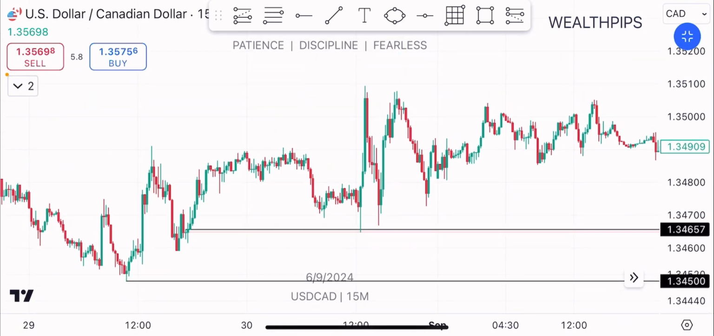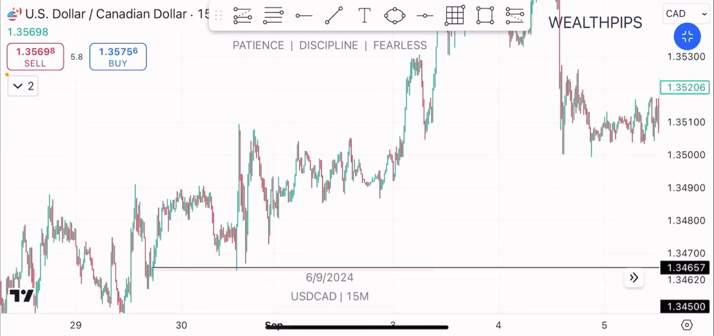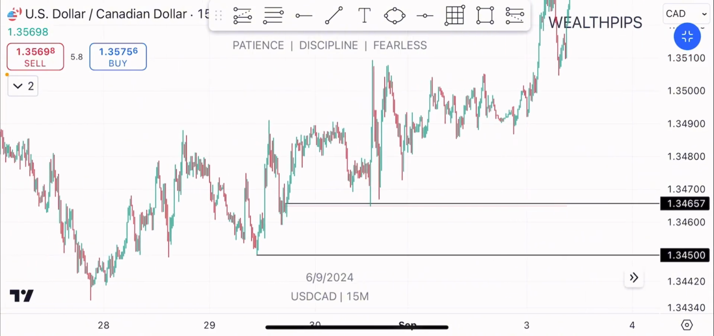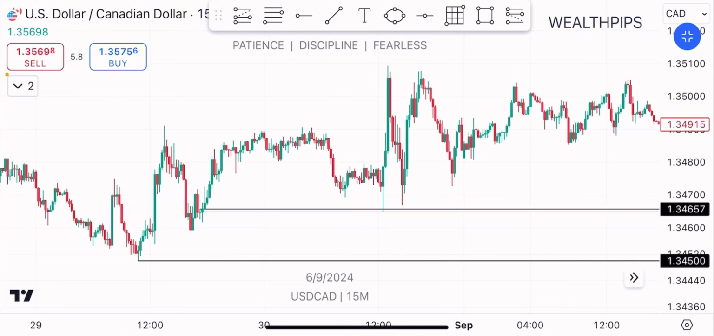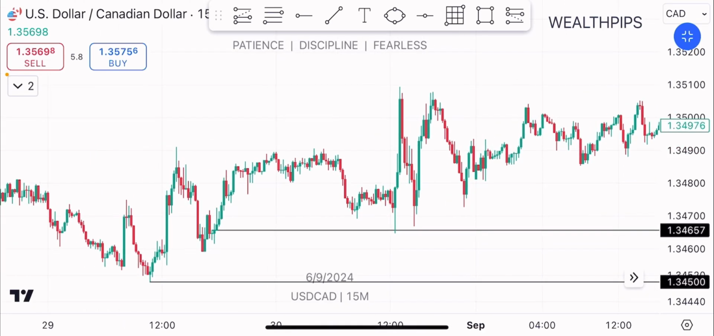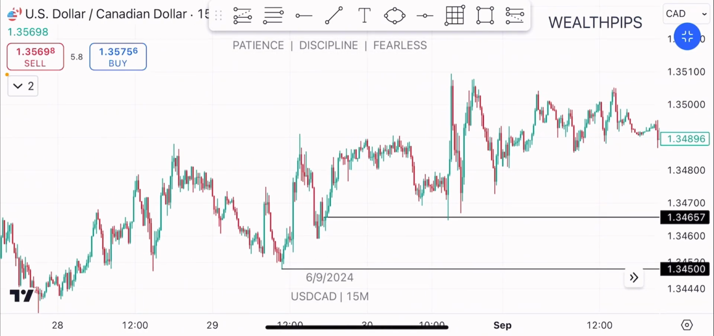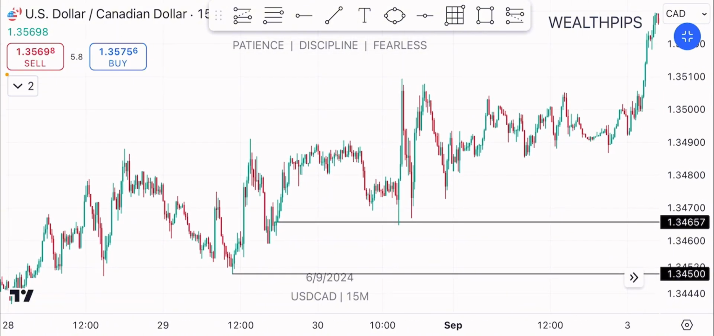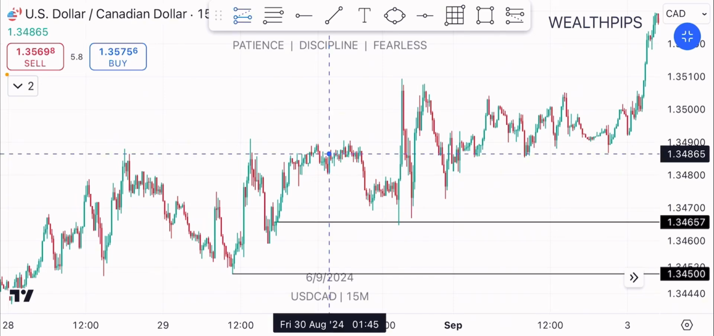So what did I do? I could not wait for the second break of structure to come into my zone before I took the trade. After I saw this sweep of liquidity, the first break of structure, and the retracement, I was expecting another break of structure, which was this.